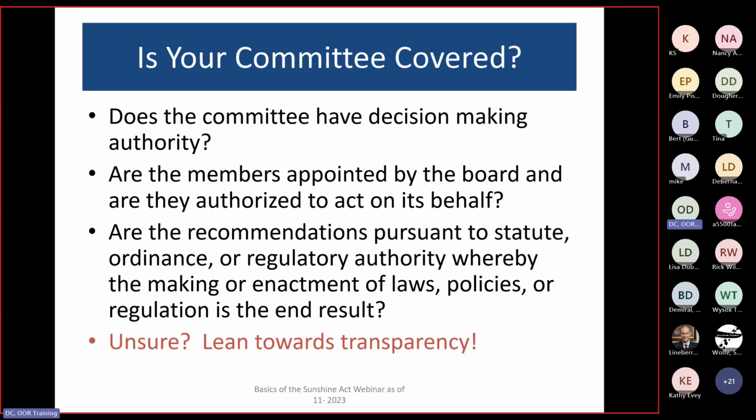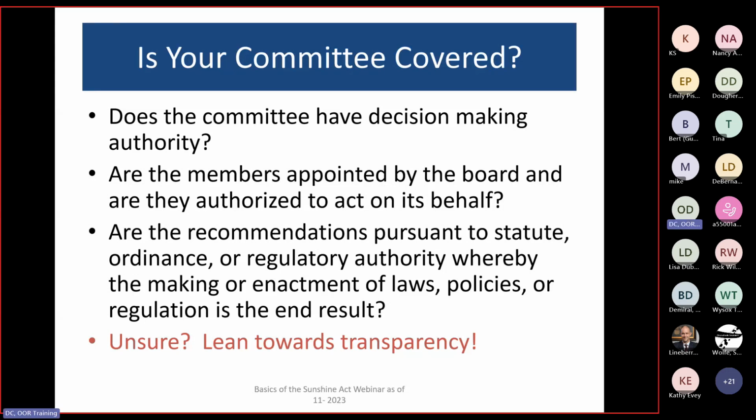Okay. Now, all that being said, going through the act itself and the language of the Commonwealth Court with Ristow, maybe you're still shaking your head saying, I don't know. Okay, well, here's my recommendation. If you're unsure, lean towards transparency. Open up your gatherings to the public so that they can participate.